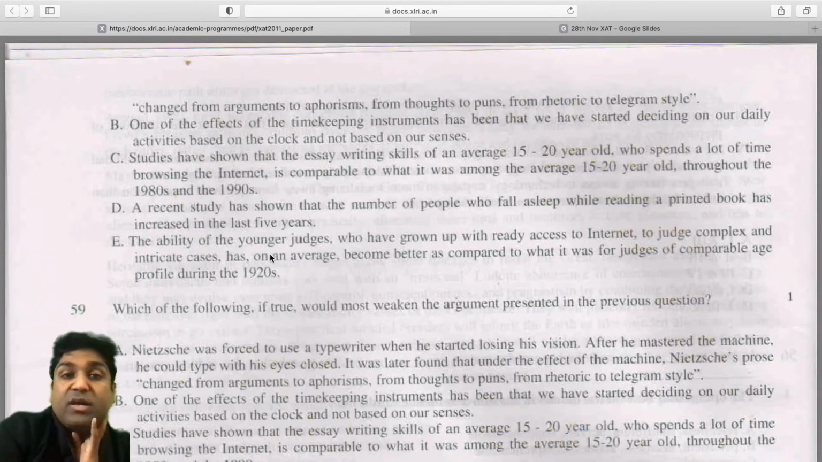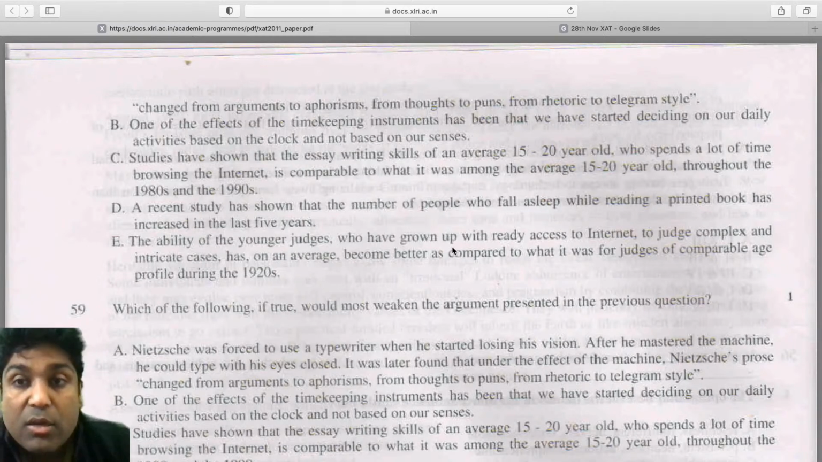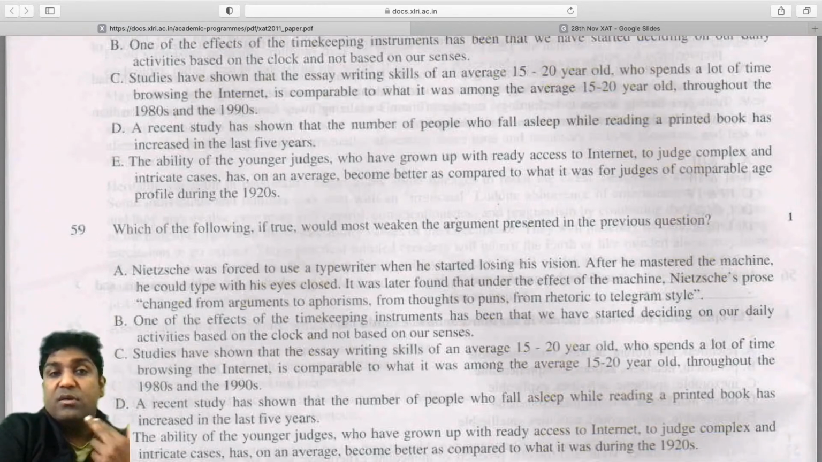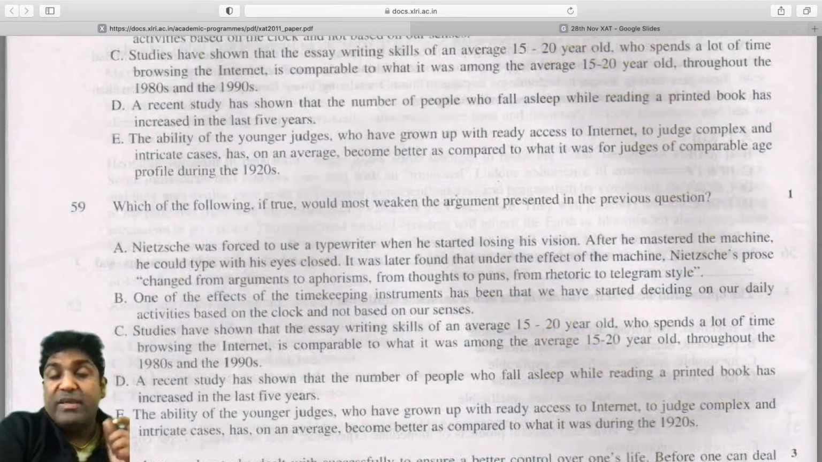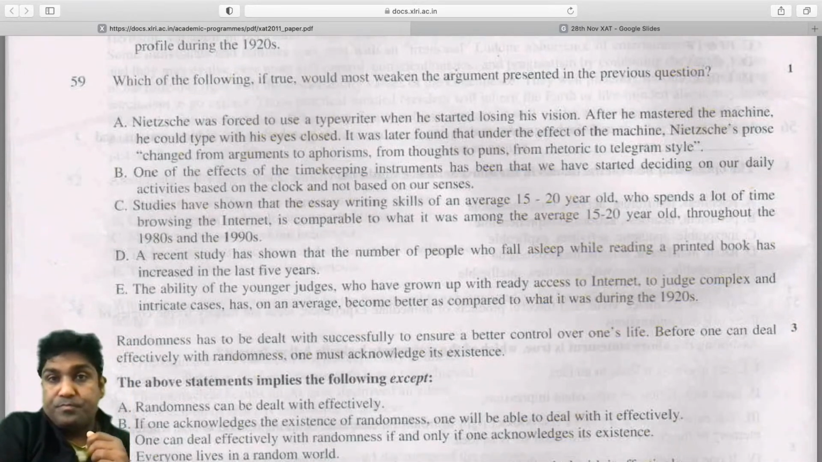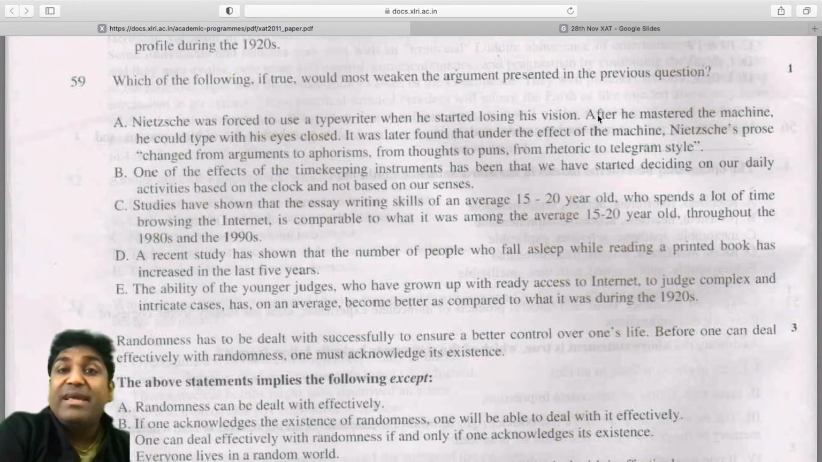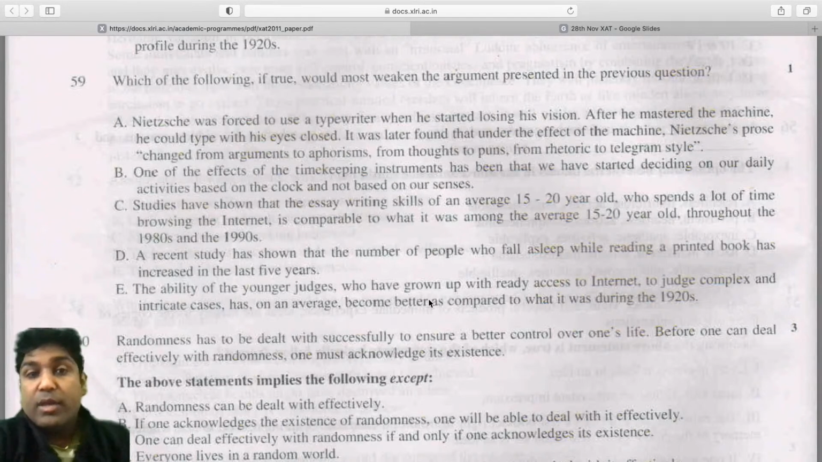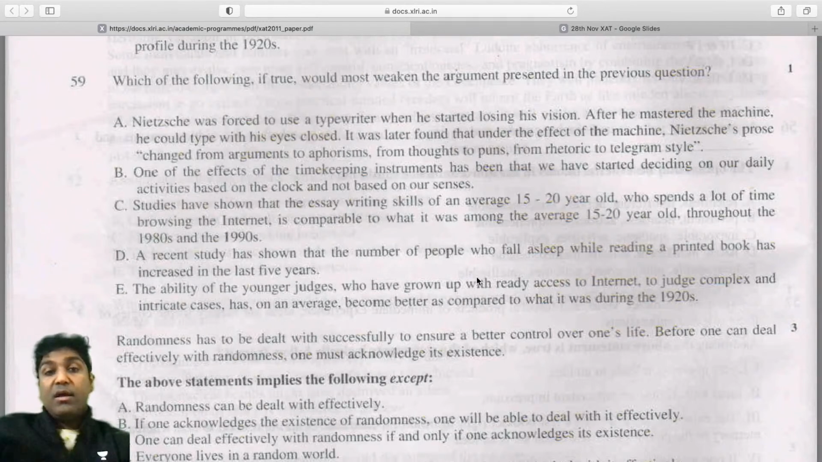Correct. E. The ability of younger judges who have grown up with ready access to the internet to judge complex and intricate cases has on average become better as compared to what it was for judges of comparable ages earlier. Talking about judges, this is sort of a weakening idea. Which of the following, if true, would weaken the idea? I think in this case it will be E only, because the same option has been given here. So judges with access to the internet judge complex and intricate cases on average better as compared to earlier.